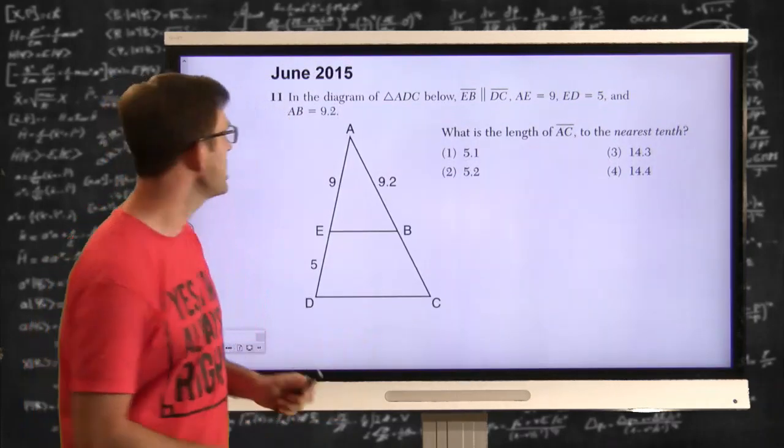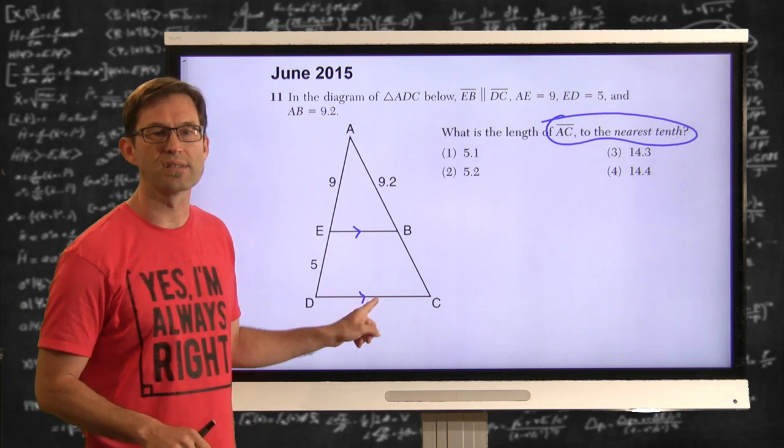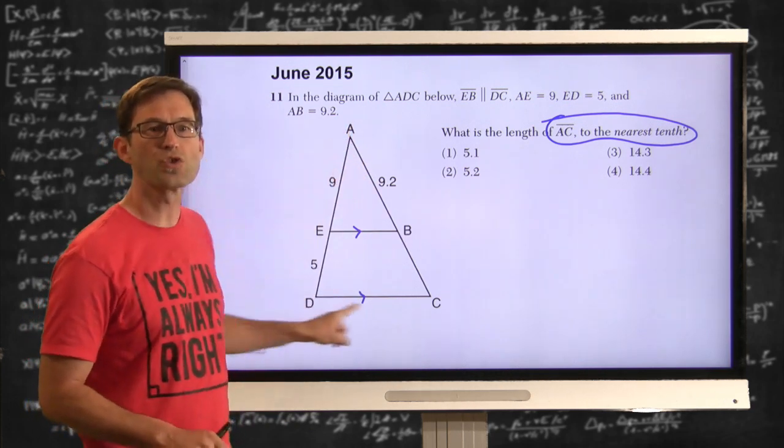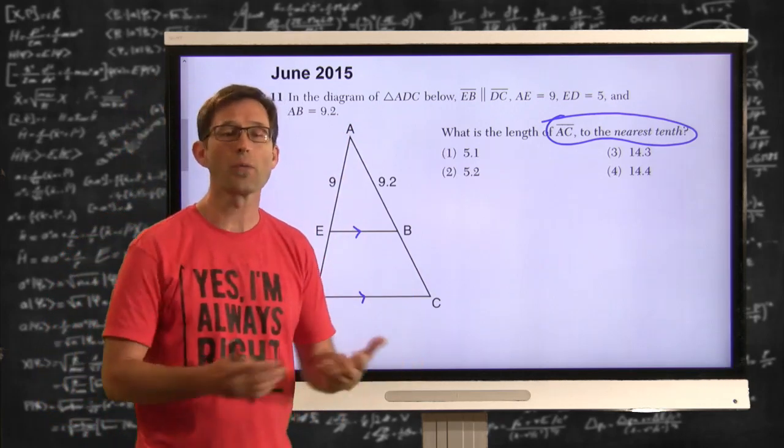June 2015, number 11. In the diagram of triangle ADC below, EB is parallel to DC, and then they give all these random lengths. And they ask, what is the length of AC to the nearest tenth? Well, here's the thing. Because you've got these two lines that are parallel, it automatically means that this triangle and this triangle are similar to each other.